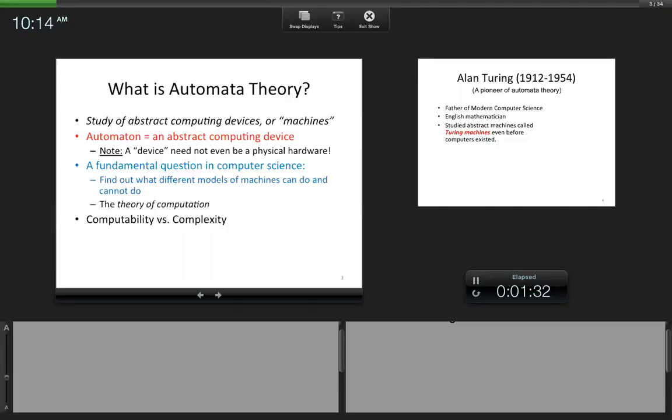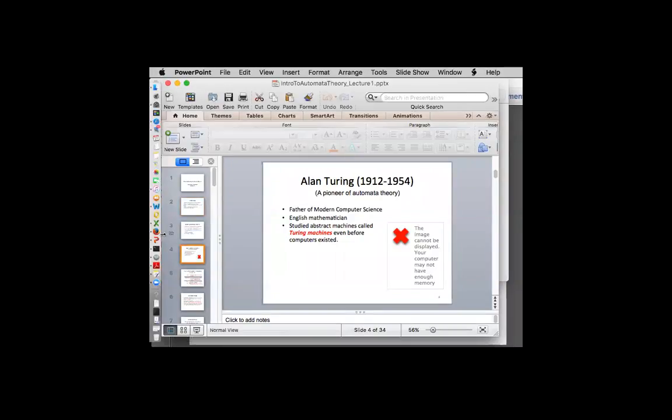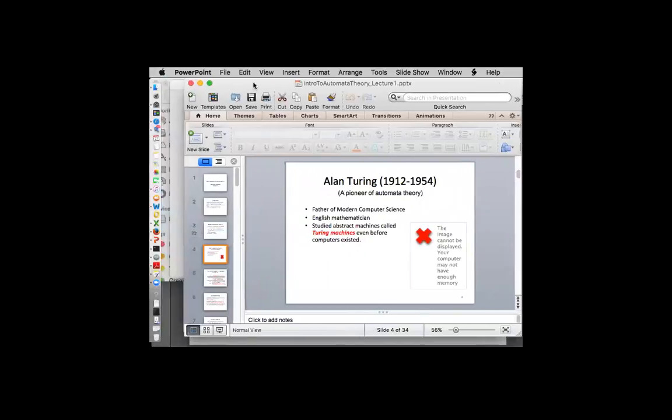All right. So there are going to be different topics which are associated with the study of automata theory. We're going to go through all of that. Now, Alan Turing is basically considered to be the founder of automata theory.